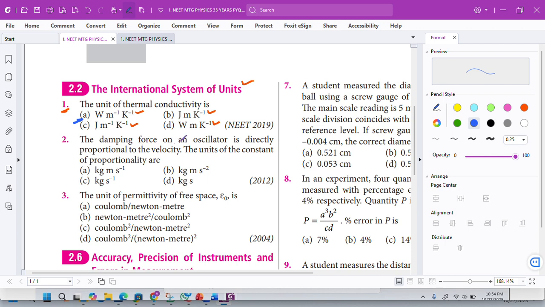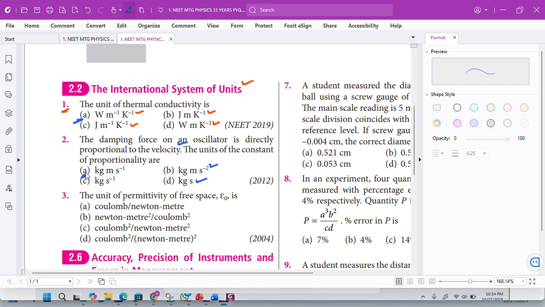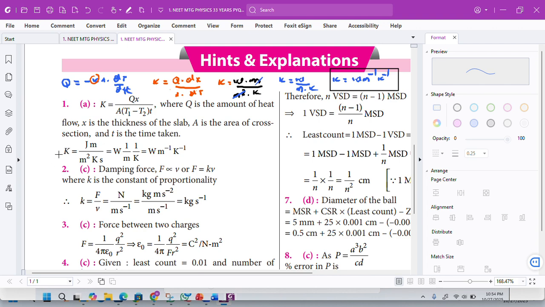The damping force on an oscillator is directly proportional to the velocity. The unit of the constant of proportionality is, answer A, kg meter per second. Answer B, kg meter per second square. Answer C, kg per second. Answer D, kg second. In these four answers, we need to calculate the correct answer. Then we can see here now. So answer.